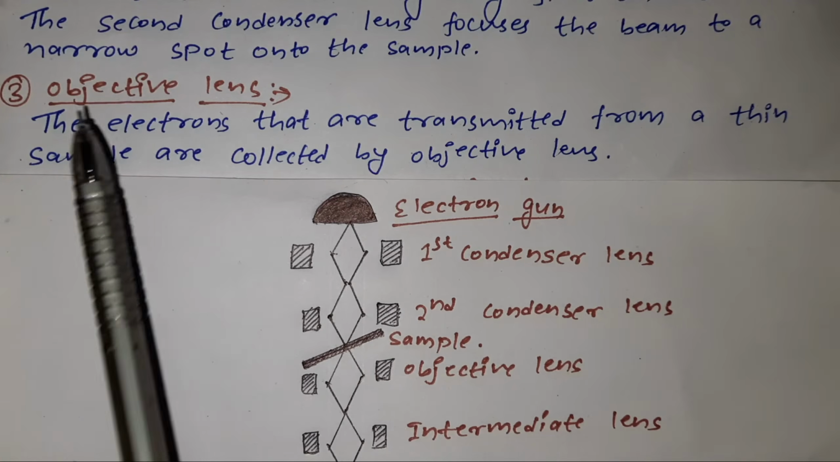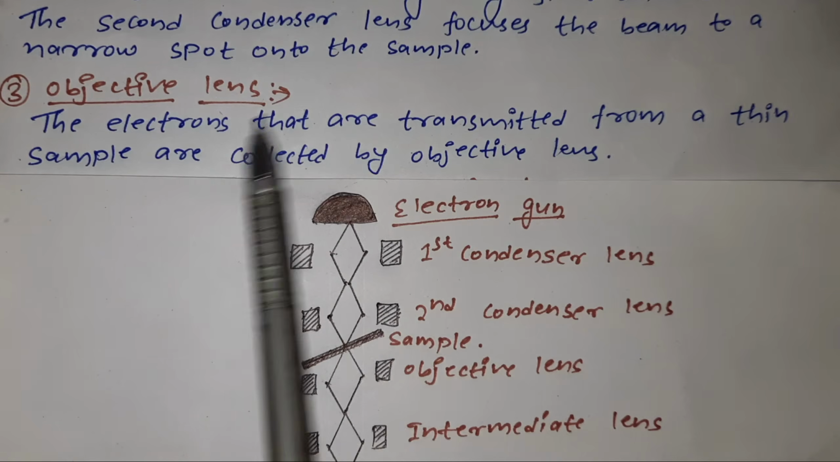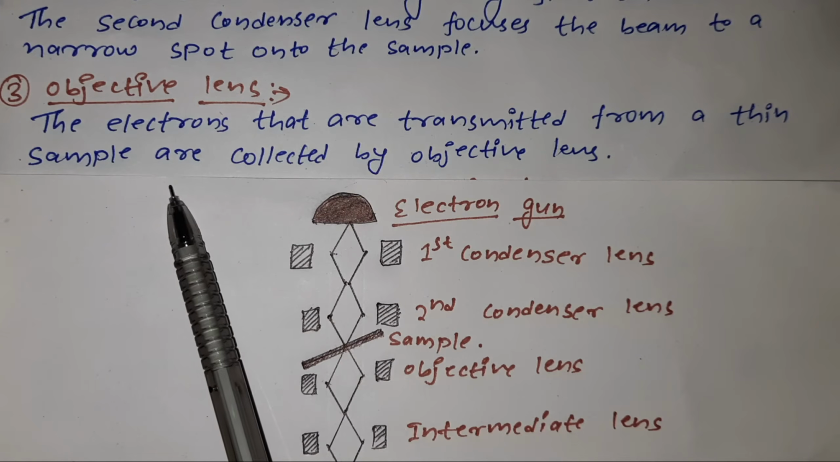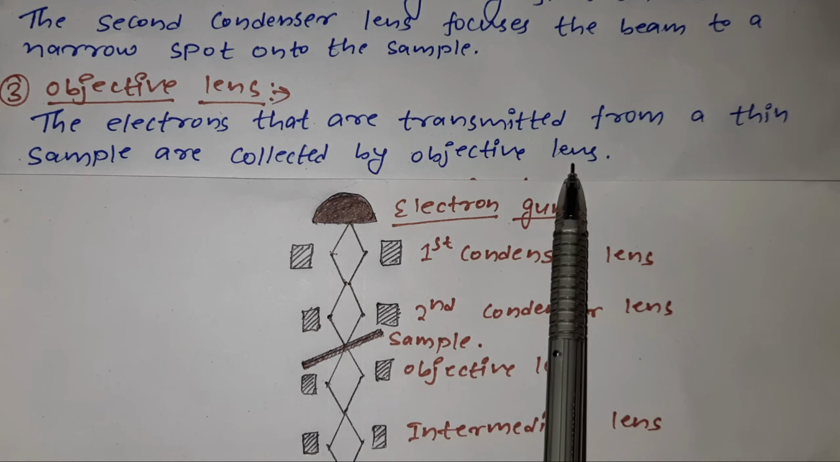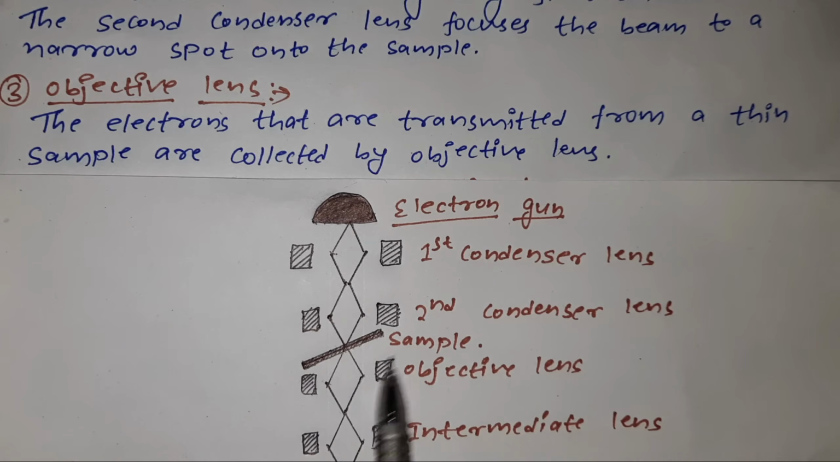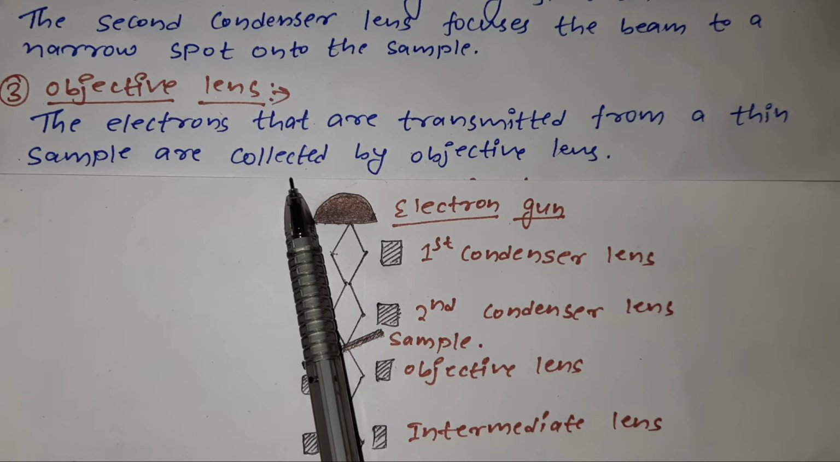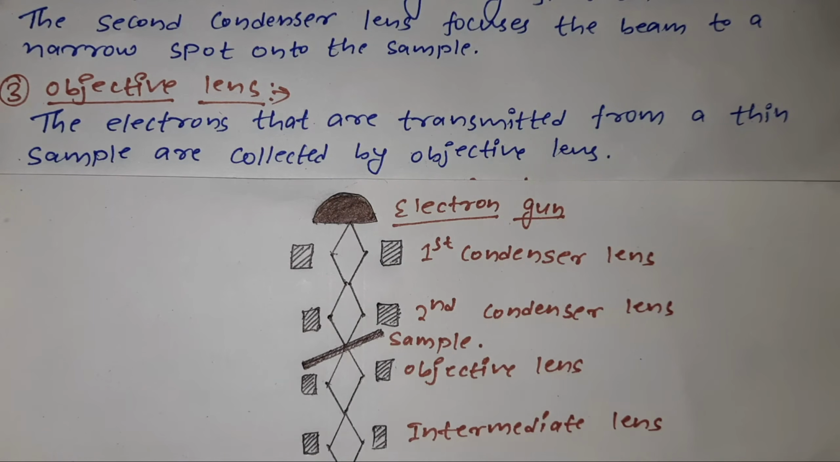The other component is the objective lens. The electrons that are transmitted from a thin sample are collected by the objective lens. Here in this figure, this is the objective lens. It collects the electrons transmitted from the sample.